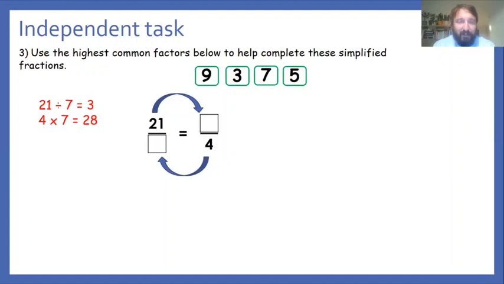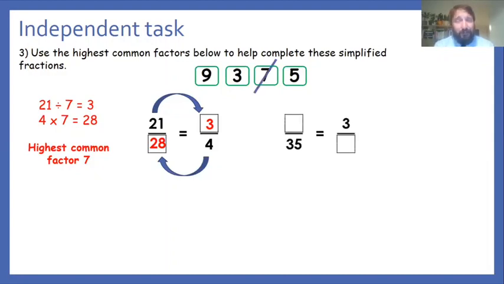21 divided by 7 would give us 3, and then 4 times 7 would give us 28. That would be absolutely fantastic if you got that. We know that the highest common factor for both those numbers is 7. Cross off 7 because you're not going to use 7 again. Slightly easier, I'd say, this one. Have a look. What do you think?